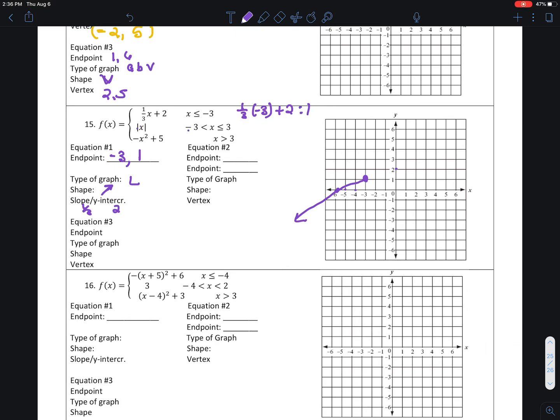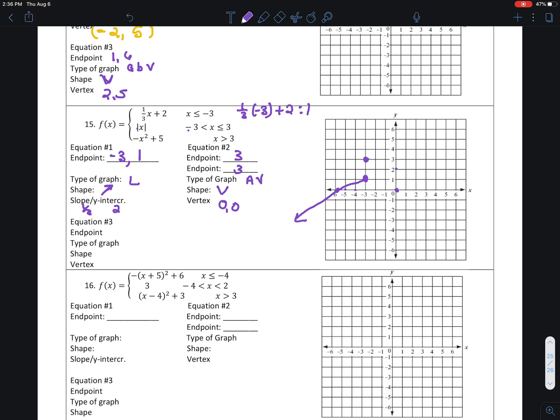Equation 2 is absolute value. So the endpoint of equation 2, if I put in -3, I get 3. If I put in +3, I get 3. And my vertex, the type of graph, is absolute value. The shape is going to be upward V, and my vertex is at 0, 0. So I will see my vertex here.